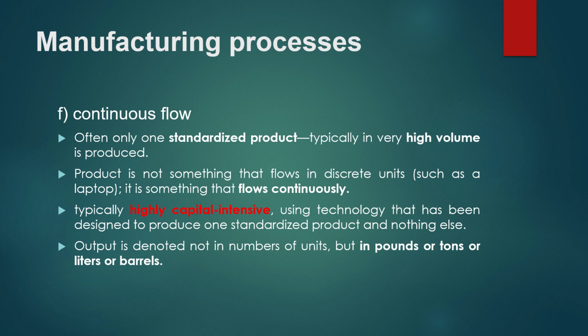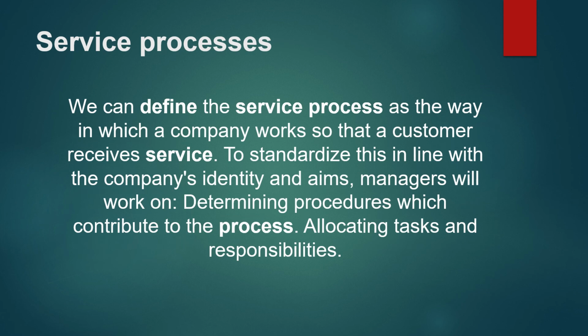Number 2, the process is clear and very rigid. Number 3, specialized equipment is used. 4, the line flow layout is used. Number 5, operations are highly capital intensive. 6, the size of operations is very large. And 7, processing is fast.